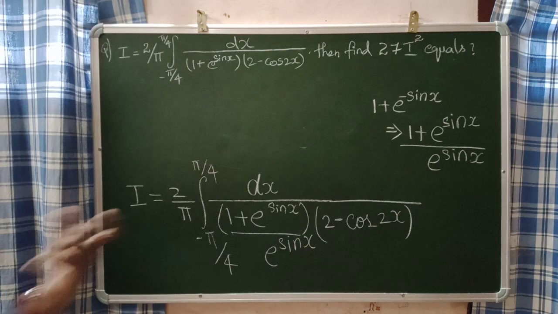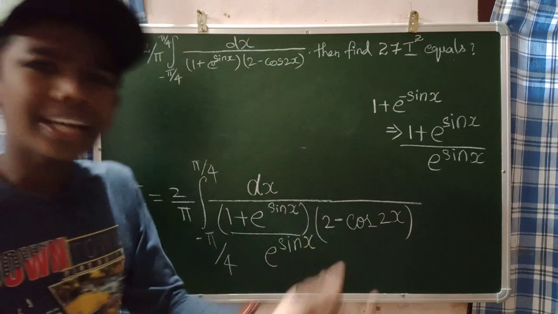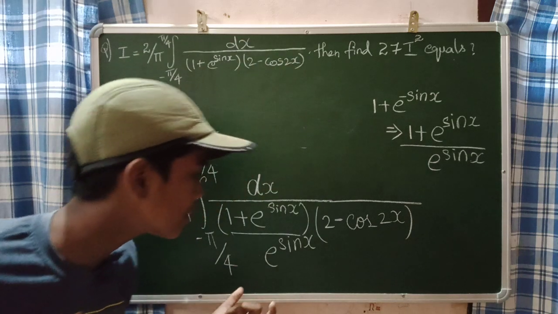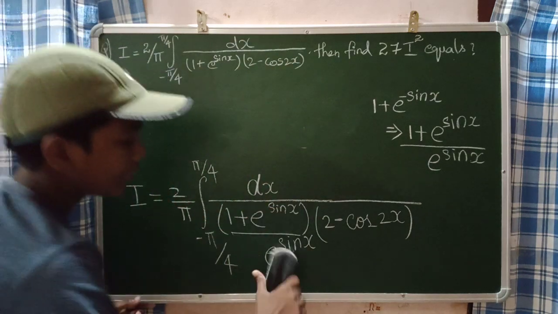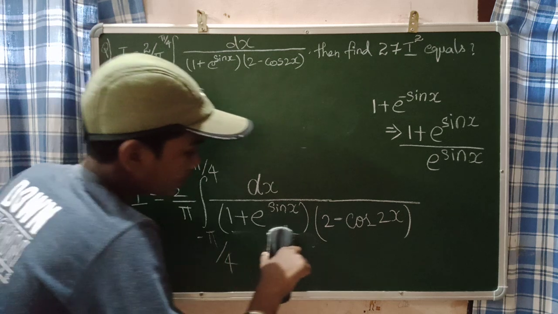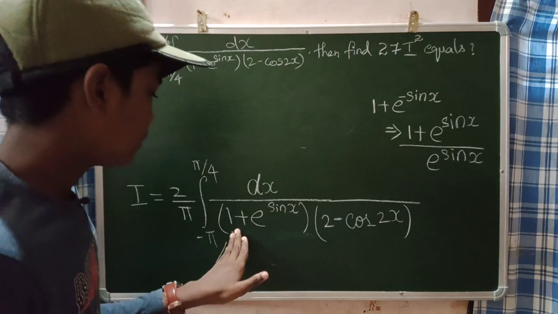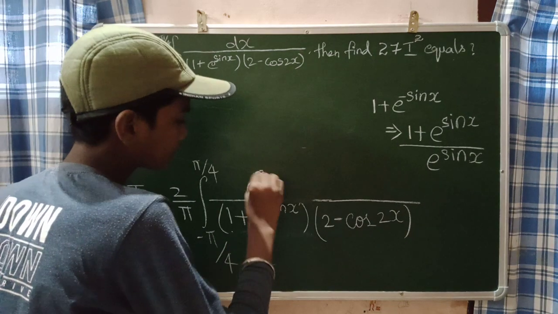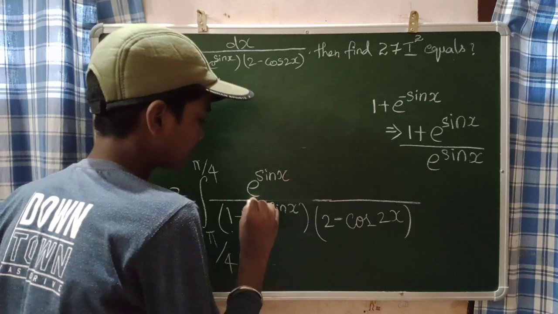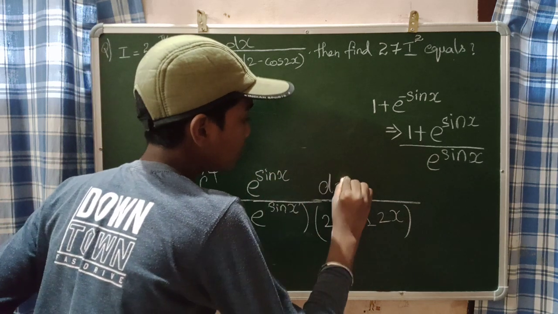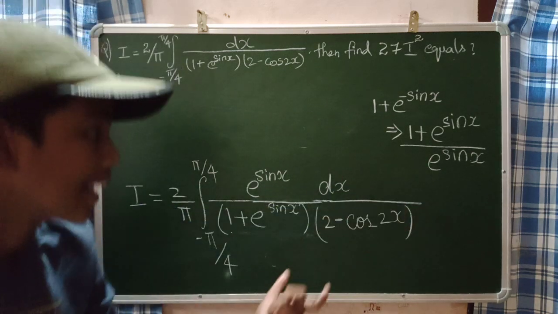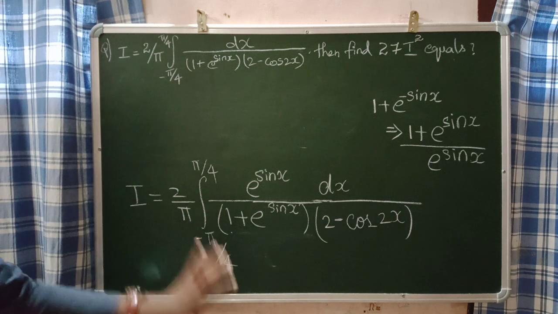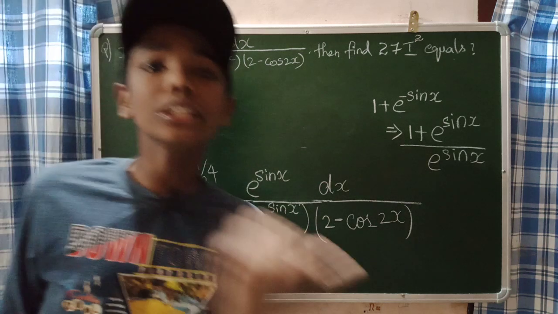Now listen carefully, guys. I am going to take this e to the power of sin x to the numerator. If I am having division by e to the power of sin x, I can take it to the numerator. When you take it to the numerator, what you will get is e to the power of sin x into dx, because it is in division format. Now, this is the form of integral which I got using King's rule.